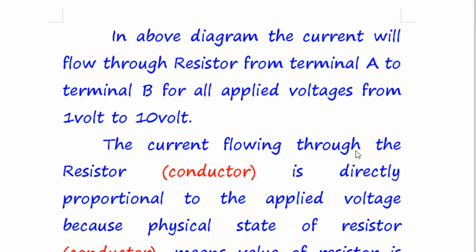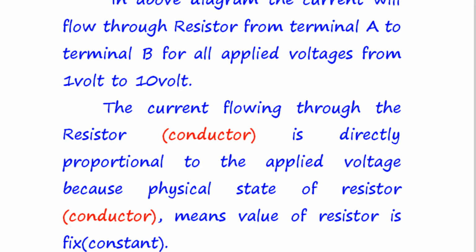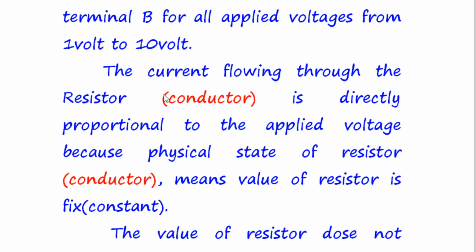So the current flowing through the resistor, now here in this diagram our resistor is a conductor. The current flowing through the resistor, in bracket we have written conductor because it passes the current. The current flowing through the resistor is directly proportional to the applied voltage, because the physical state of the resistor, that is conductor, remains the same. It is the same, means the value of resistor is fixed or constant. So physical state of conductor means value of resistor is fixed or constant. So we are not changing the value of resistor.